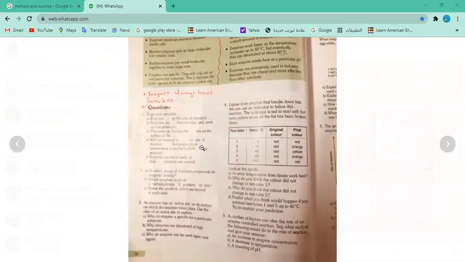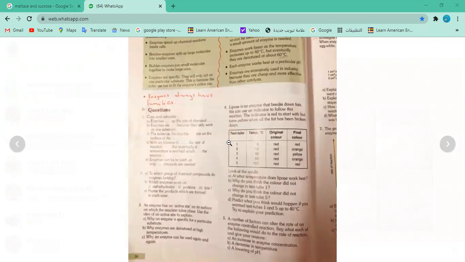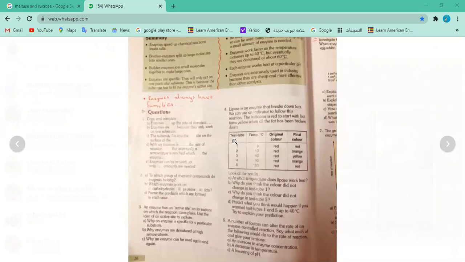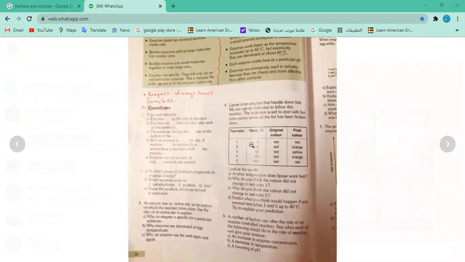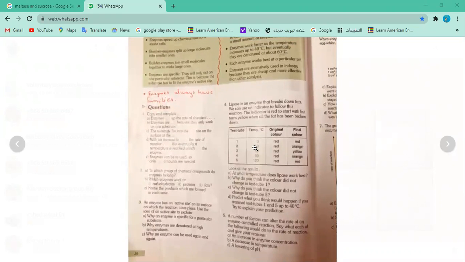Maybe at 40 Celsius. So first of all, before answering the question, you look at the table. It is very important that you first try to understand what they are asking. What information is given to you? Here is the table. They have test tubes maintained at different temperatures. You can see 5 test tubes, all maintained at different temperatures.